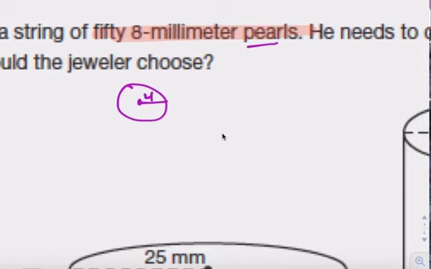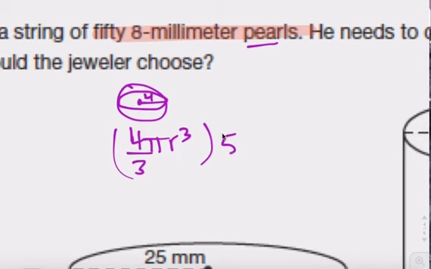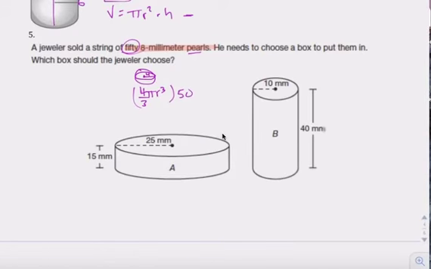This is a pearl, so it's a sphere. So get your answer, 4 over 3 pi r cubed, and then times it by 50 because there's 50 of these pearls. And then find the volume of each one of these. Okay, so you get the answer to this.